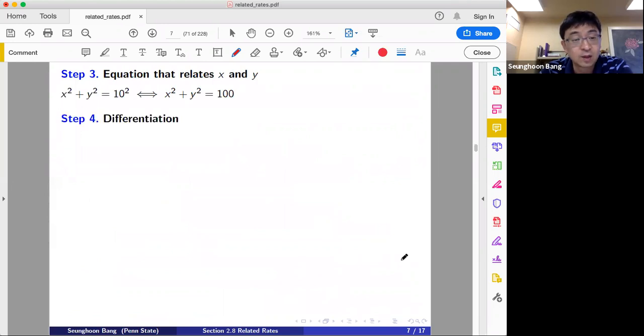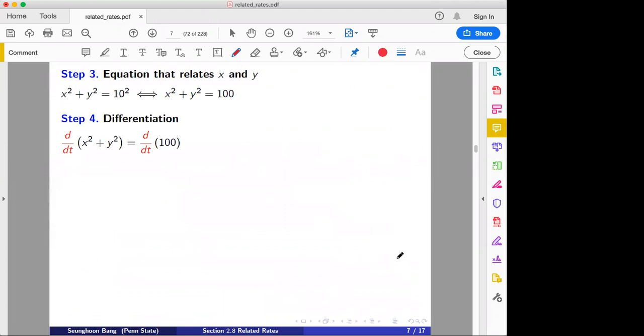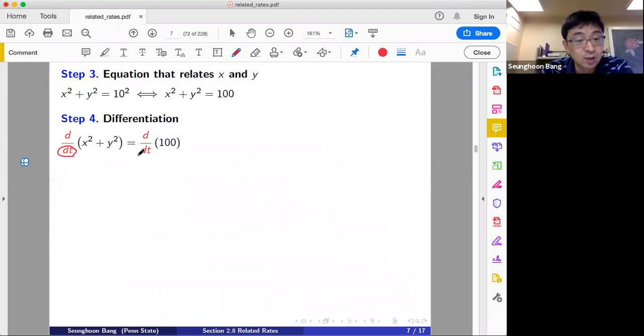Step 4, differentiate. So take the derivative always with respect to time t. What is d of x squared over dt? What's that? Could you write your answer? What is d of x squared over dt? What is the derivative of x squared? Could you write your answer on the chatting board?